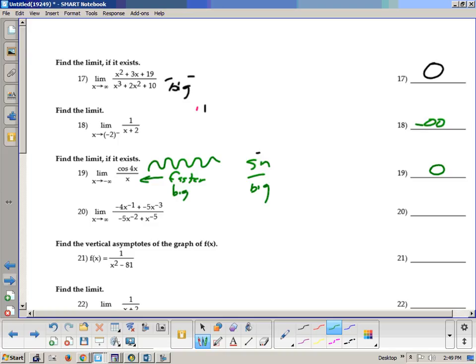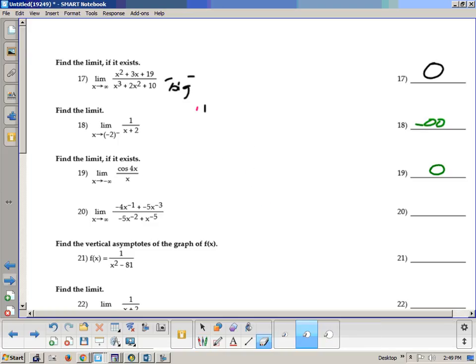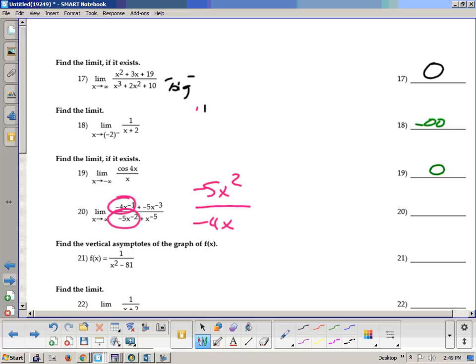Okay, 20 is a little tricky. So on 20, be careful, because the powers are negative powers. So really, the -5x squared is on top, and the -4x to the first is on the bottom. This is big over small, and we're going to infinity, so that's going to be infinity for 20. So be careful of that one.